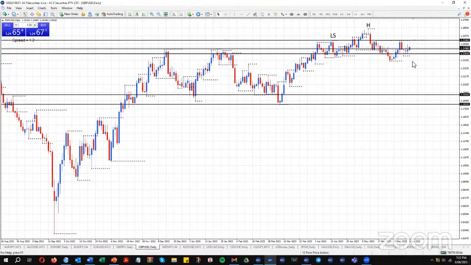So a bit tricky. I mean, we are potentially forming a higher bottom here too. So are we forming a double top, right shoulder? Are we forming a higher bottom to move higher? It's a little bit mixed at the moment. It could go either way.